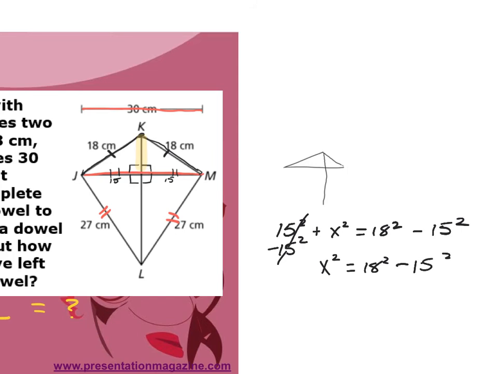18 squared is? Okay, so we get 324 minus 15 squared, which is 225. And 324 minus 225 gives me?